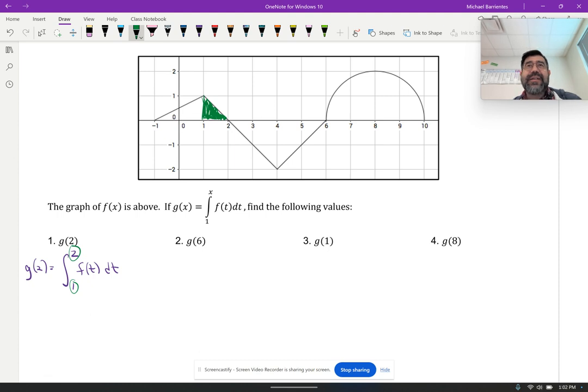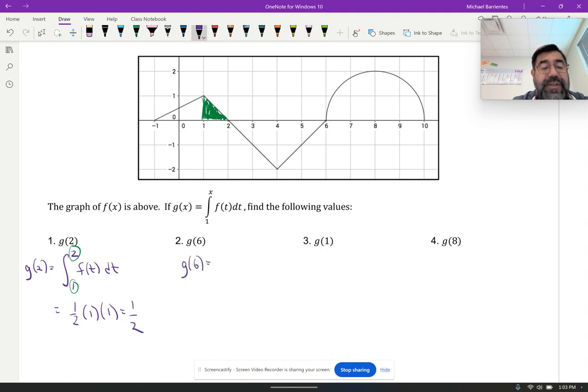So notice we're defining a function, g of x, by using a definite integral of f, a different function, right? But as long as you follow what the definition says, you're pretty good to get the idea. All right, so how do I find the area of this? That's a triangle, so it's 1/2 base times height. So that's just 1/2. Done. Okay, seems pretty straightforward. Let's go to number 2, g of 6.